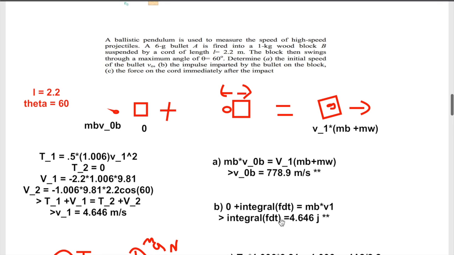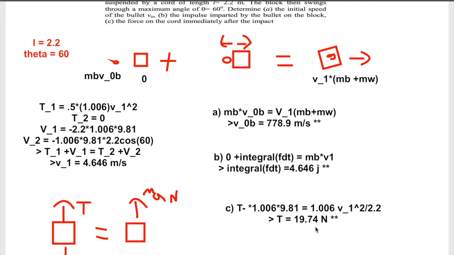Part B, we're asked to find the impulse. We just find this using the momentum impulse graph of just the block. Now the block starts from rest. We have this impulse factor, and it has to be equal to the mass of the block times this velocity. Then we just solve it, and we find that it equals 4.646 joules.